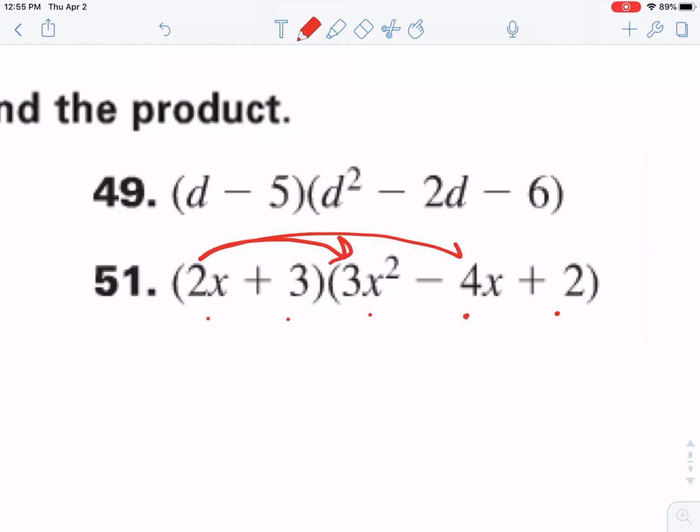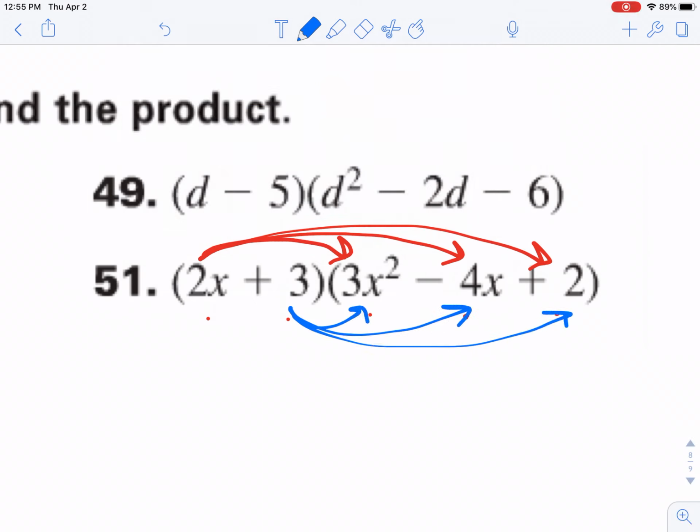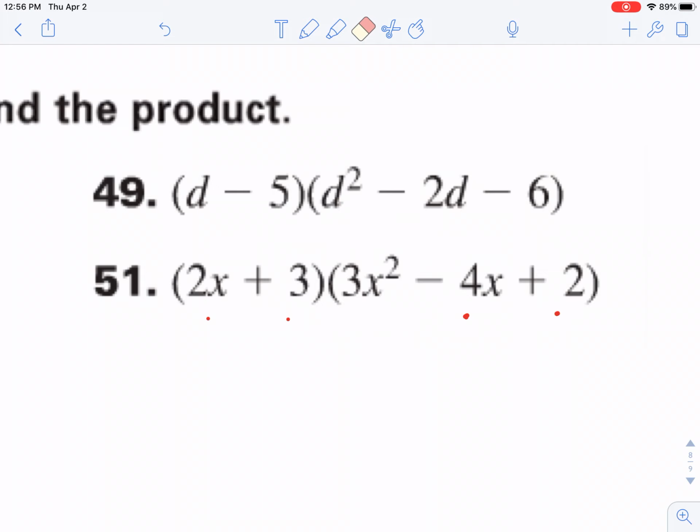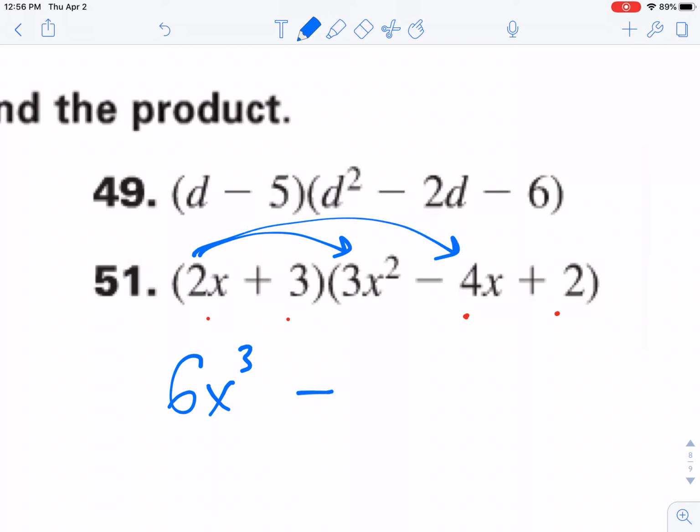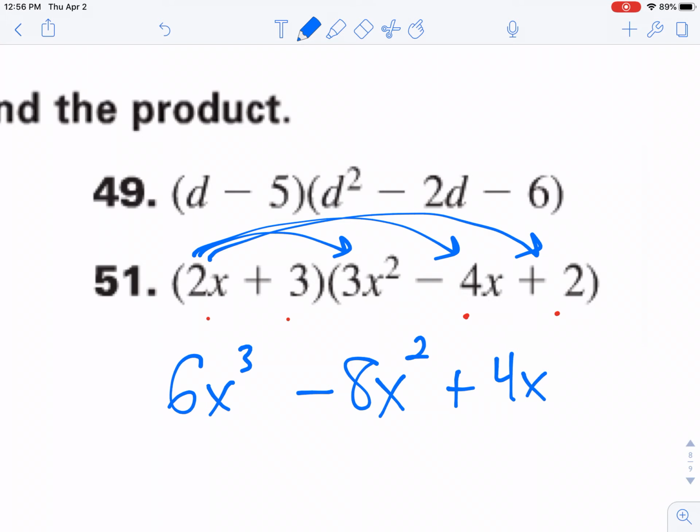That's 1. That's 2. That's 3. Okay? And then this is 1. This is 2. This is 3. So that's 6 total arrows, right? So the first thing, 2x times 3x squared, right? 2x times 3x squared is 6x to the 3rd power. Then 2x times negative 4x is negative 8x squared. Then 2x times positive 2 is plus 4x.